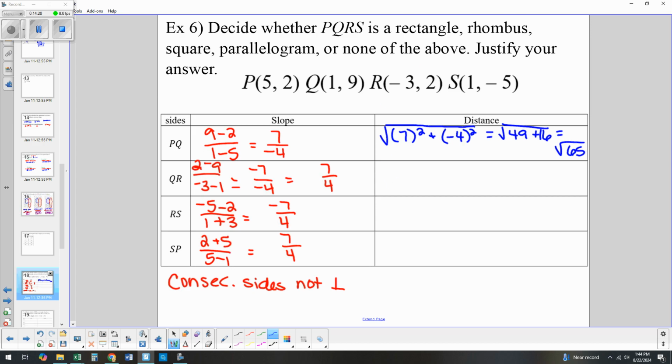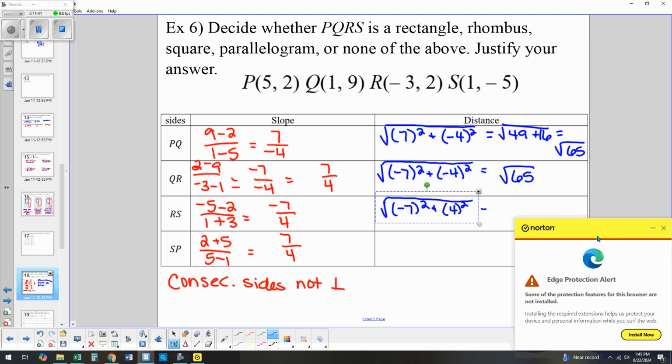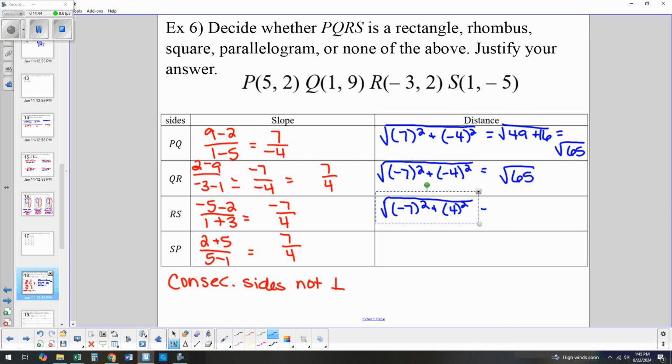As long as you show me what you plugged in, if you go straight to the answer, I'm okay with that because I still saw the work that you did to plug it in. So if you wrote it like this, I'm fine with that, with you skipping that step in the middle. Again, these are proofs, even though they're coordinate proofs, so we have to show that work. Equals square root of 65 and 7 squared plus 4 squared, square root of 65.